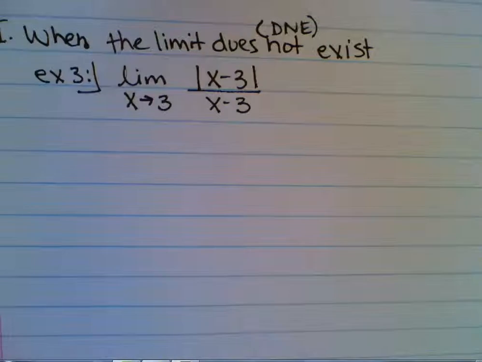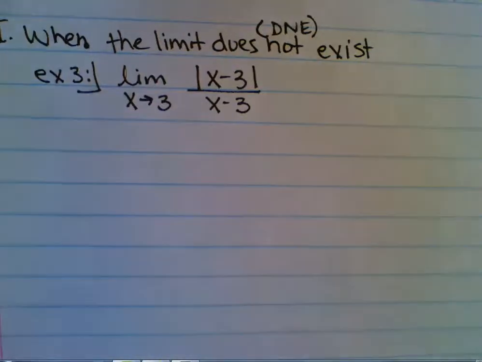And then at 3, you can see it's going to make it undefined. What would be something right after 3 that you could use? 3.001, 3.01 and 3.1. So I'm going to set my table as well.